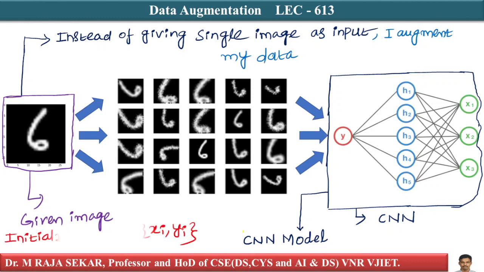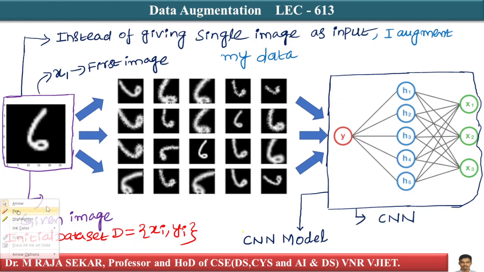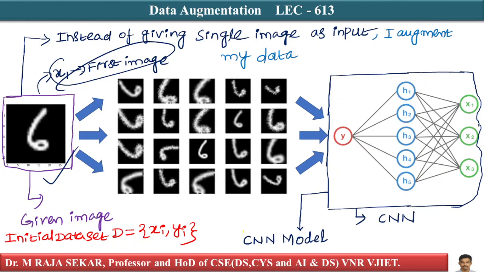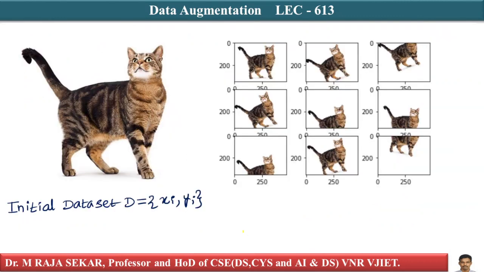Let's assume my initial data set is set of xi comma yi, a simple classification task like MNIST. Let's assume this is my x1. What is my x1? x1 is my first image. So I create a new data set.